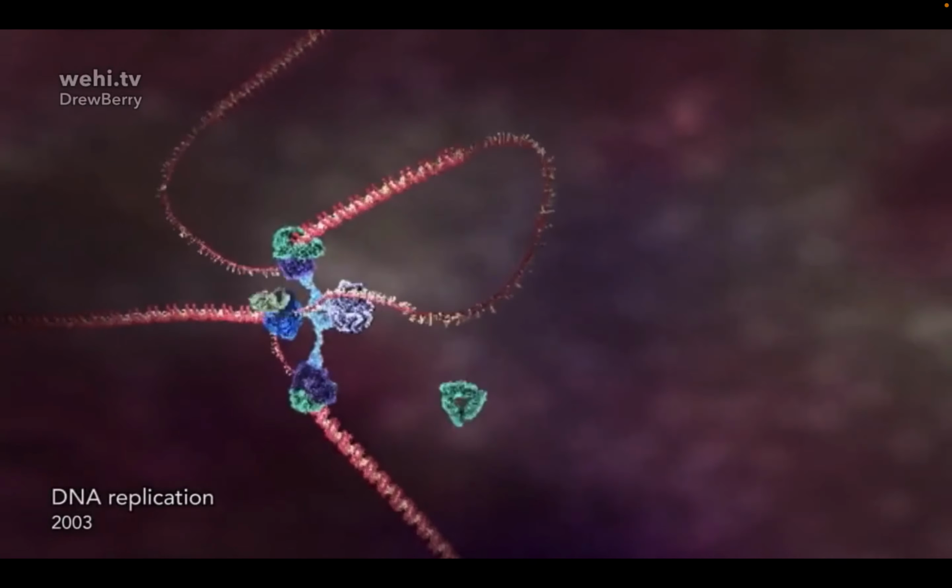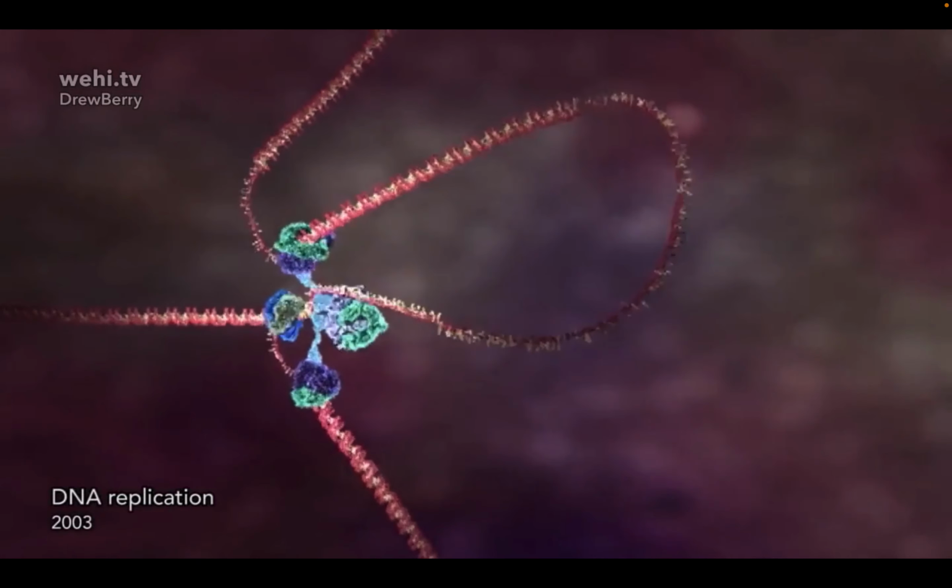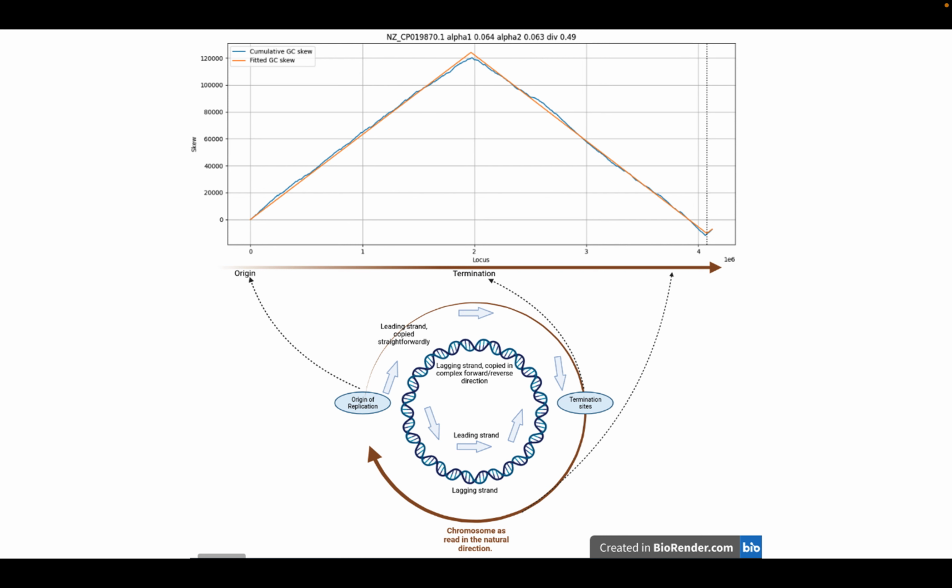Meanwhile, and there is never an excuse not to show this movie, we of course know that we have the leading strand, which gets copied very straightforwardly, and the lagging strand that has all this Okazaki stuff going on. That means there is a profound difference between how one strand of the bacterium gets copied compared to how the other one gets copied. Because we have these two replication forks that meet each other in the middle, one half of the chromosome is copied in the boring direction, and the other half is copied with all the Okazaki things. That is a reason why you might have an asymmetry between the one half of the bacterium and the other one.